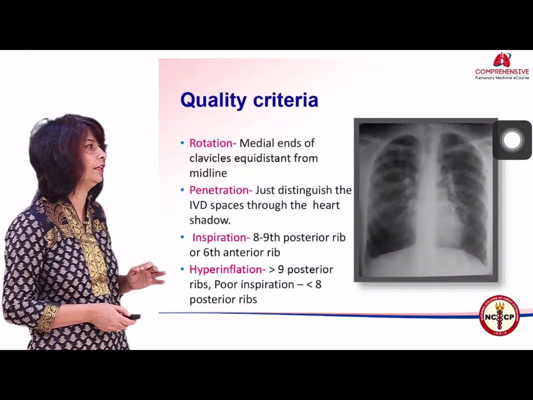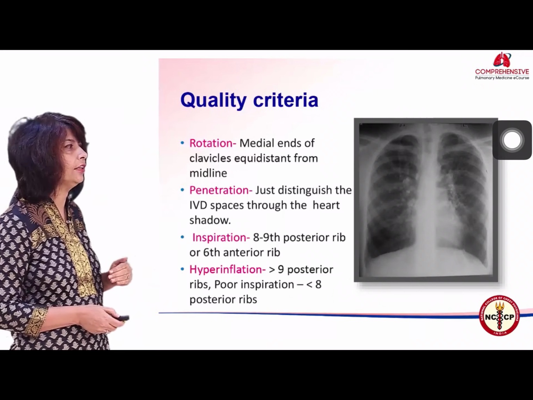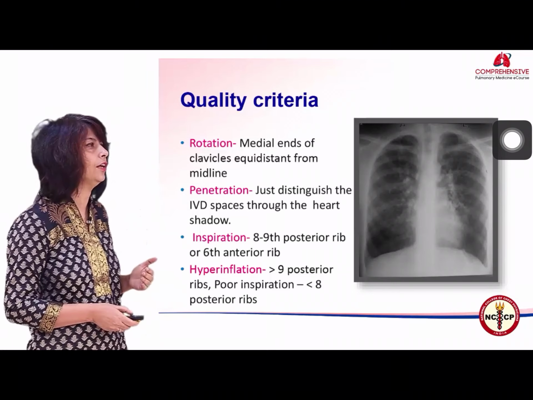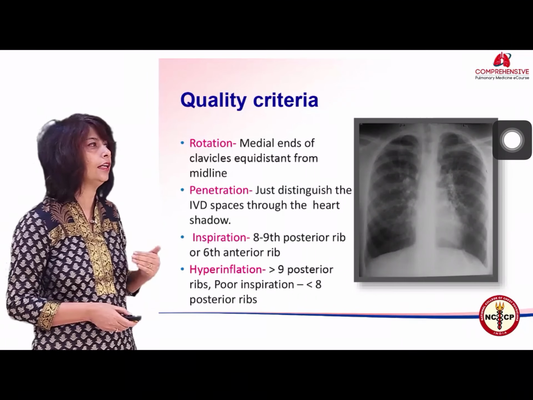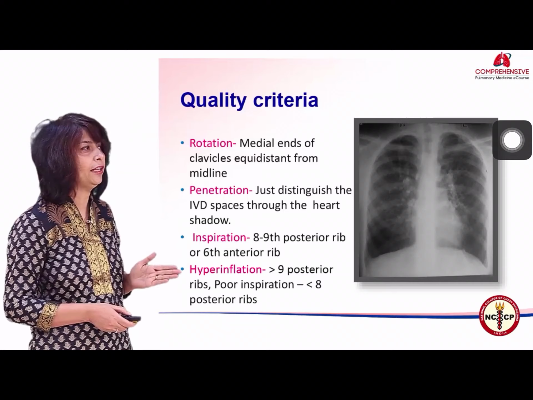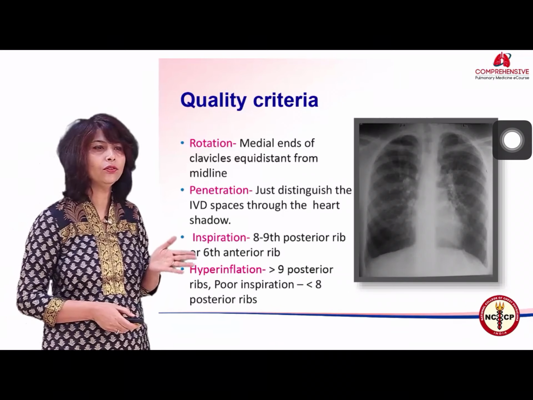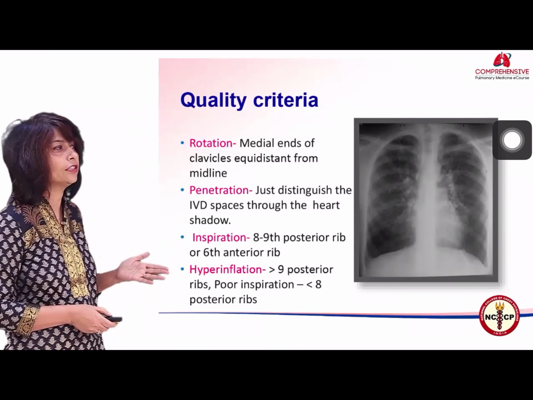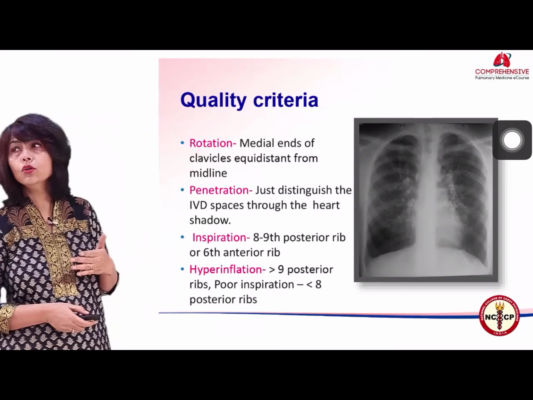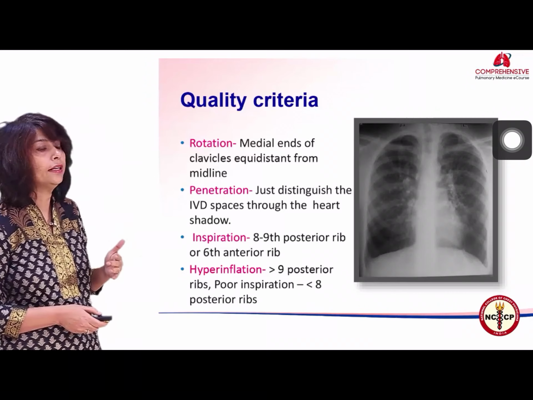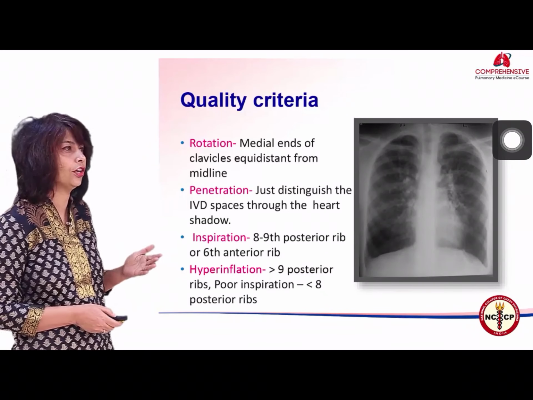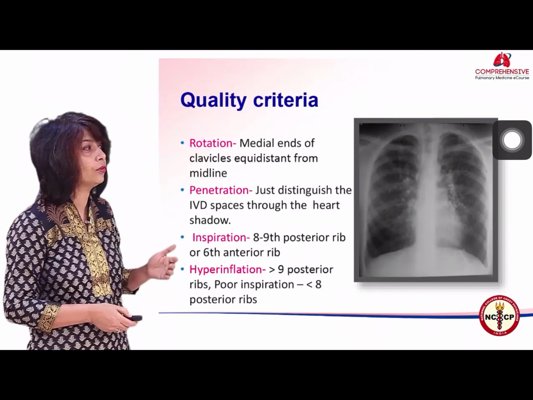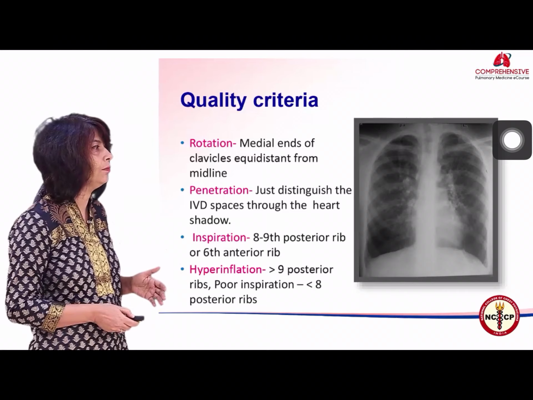Now the quality criteria. The first thing is rotation. It's not just an academic point to see whether the medial ends of the clavicles are equidistant from the spinous process or not. It's because rotation can lead to a lot of misinterpretation of findings. For example, if one lung looks more lucent than the other, that can all be a result of rotation. Or if you see apparent mediastinal widening, it can be the result of rotation, and that is why it is important to ascertain the quality.